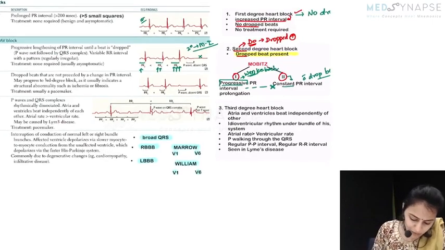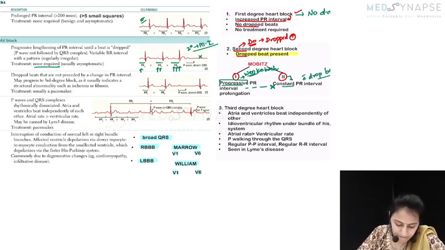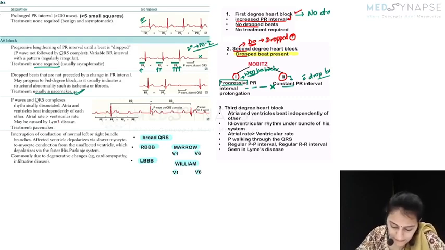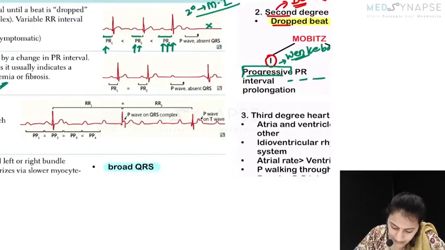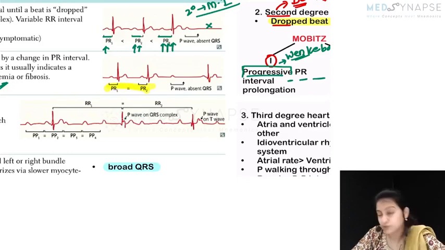So even in your Mobitz type 1, no treatment is generally required, while in Mobitz type 2, you require a pacemaker. If you see a dropped beat, it is second degree. Then look at the PR interval. If it is constant, it's a Mobitz type 2.